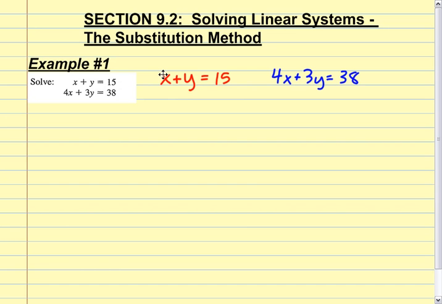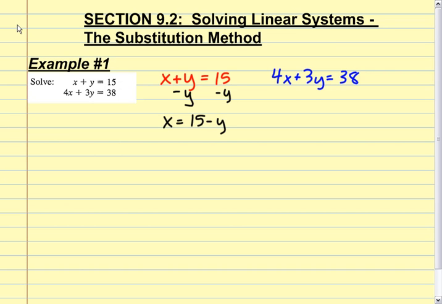Now, what you want to do with the substitution method is pick one of the equations and get a variable by itself. So of course you want to pick the easiest one. Looking at these two, the red equation is super easy. I could get x by itself by subtracting y, or I could get y by itself by subtracting x. It doesn't matter. I'm going to subtract y. And the new equation that I get is x is equal to 15 minus y.